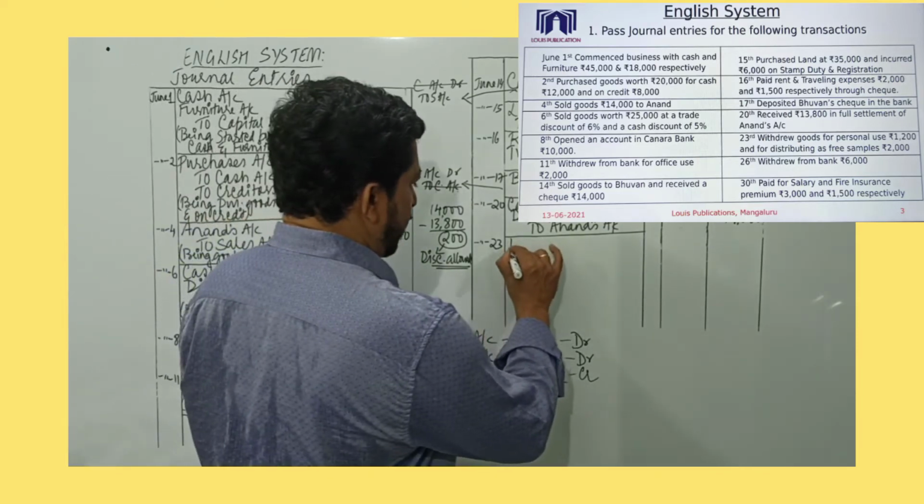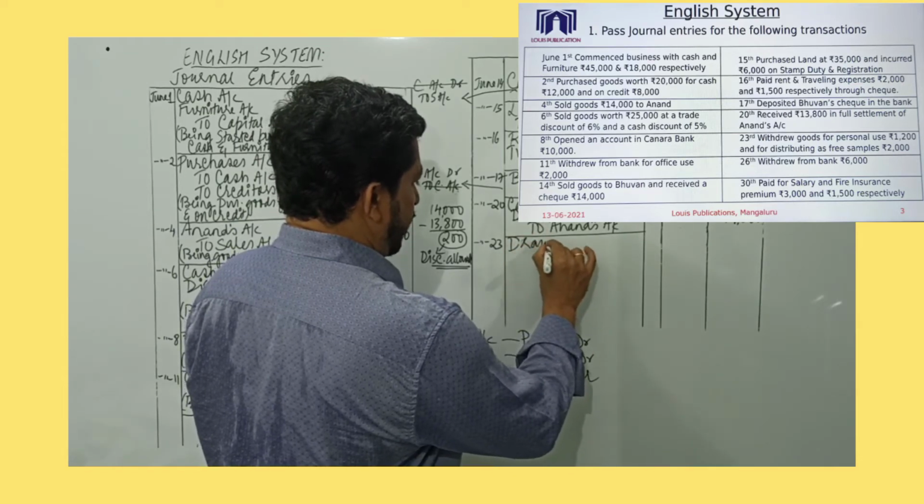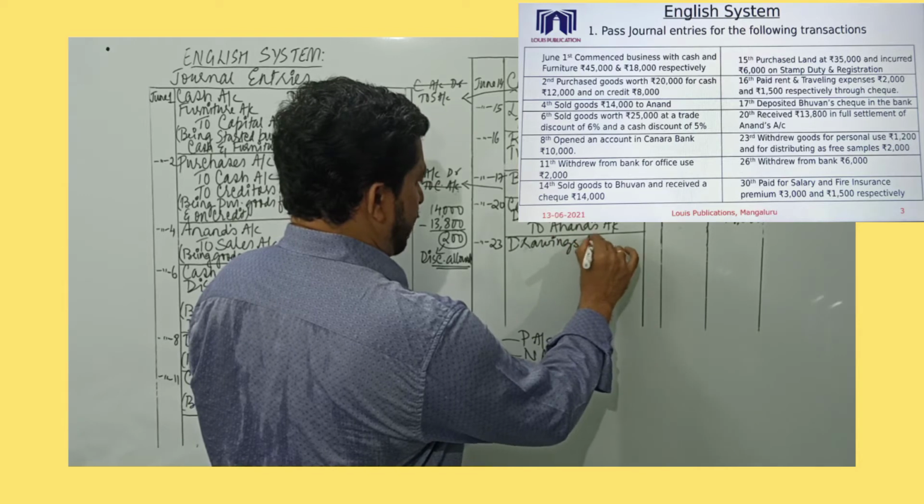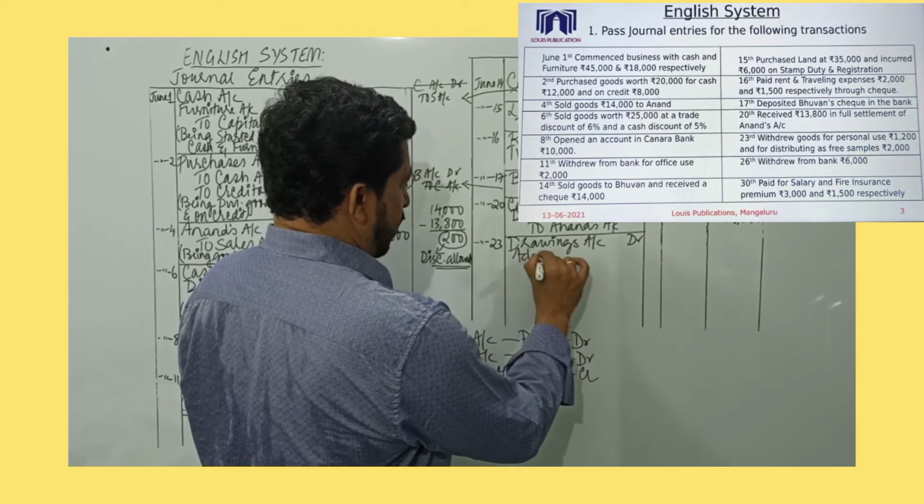So the entry will be drawings account debited. So I'll record over here, drawings account debited. Advertisement account debited.